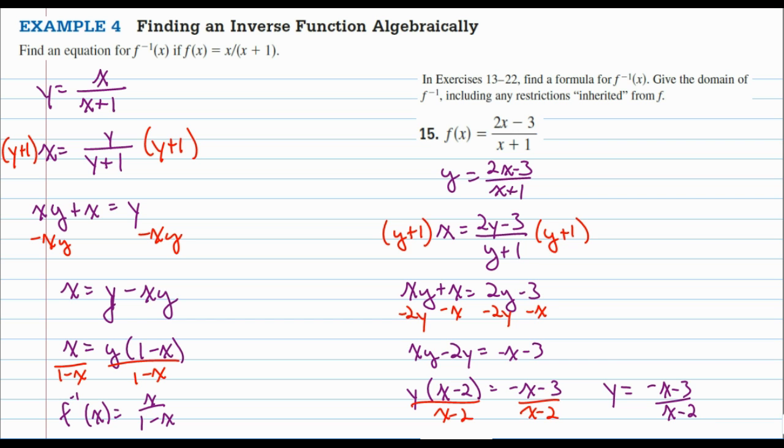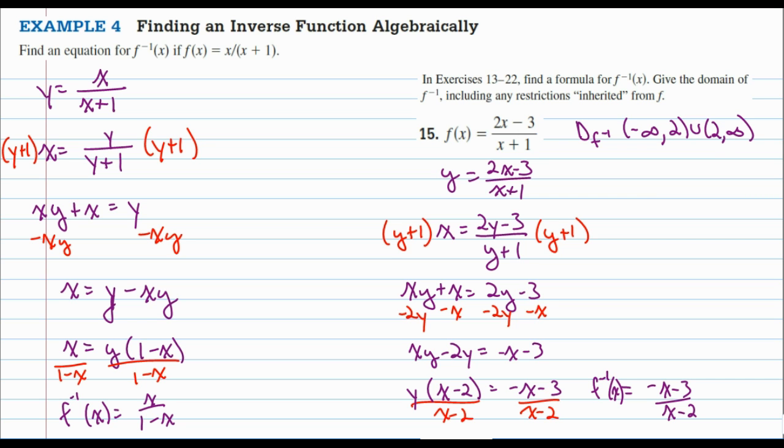Okay, so give the domain of that inverse function, so I'm going to call that inverse f of x. Find the domain of that function and include any restrictions inherited from f. So the domain of the inverse function of f, just looking at the function, I can't make the denominator 0, so positive 2 has to be left out of the domain. So far, the domain of the inverse function of f is negative infinity to 2, and then 2 to infinity.